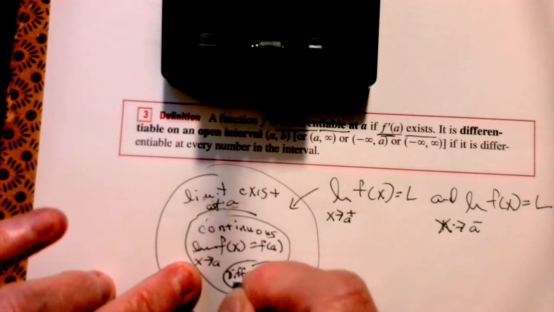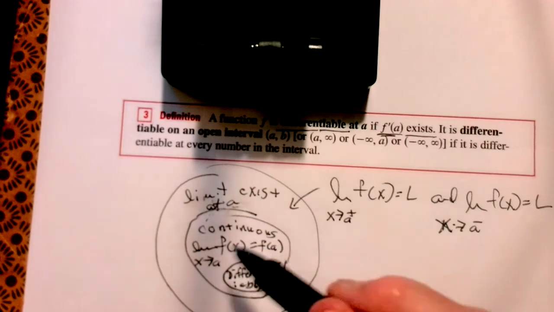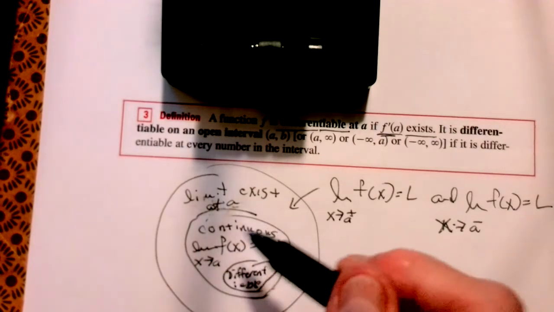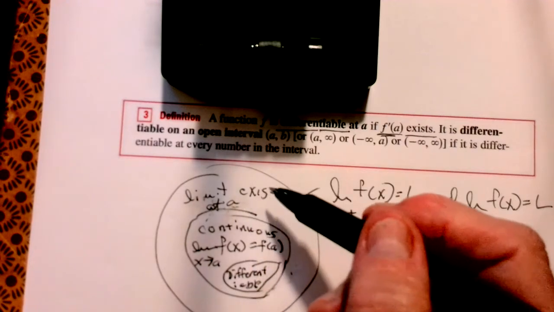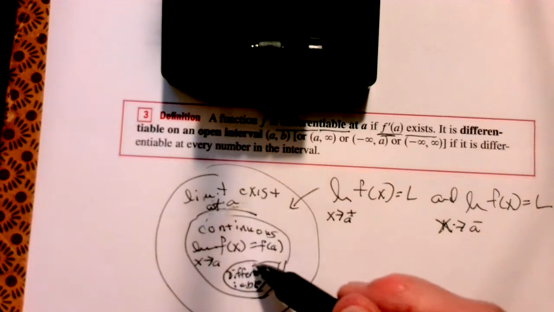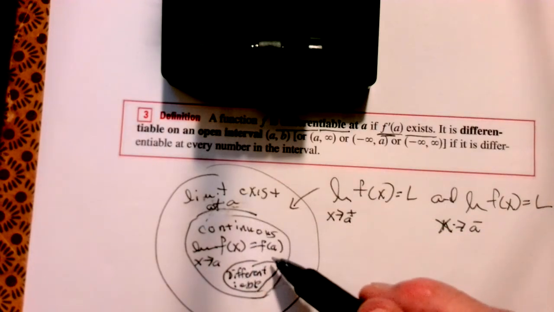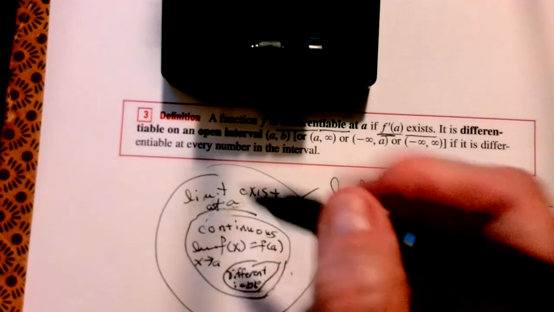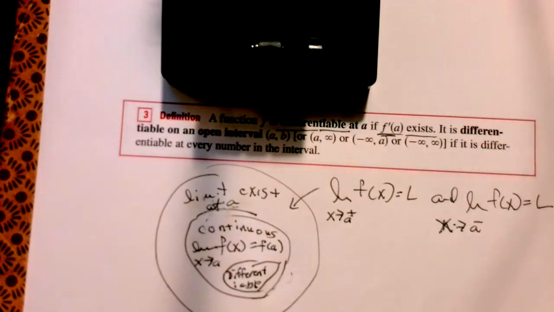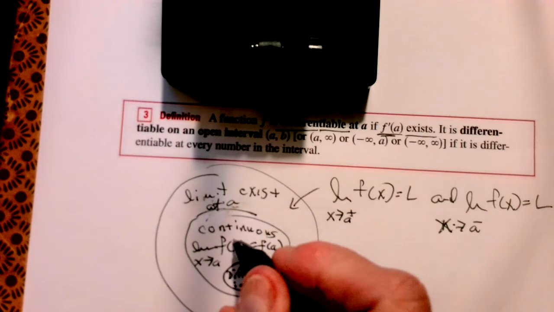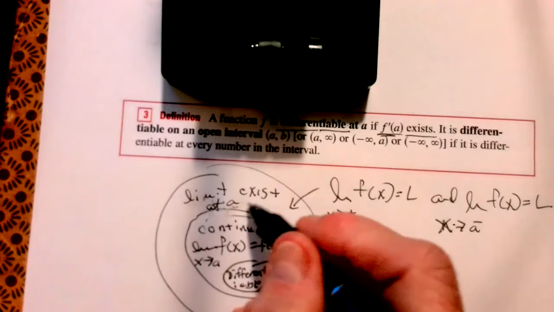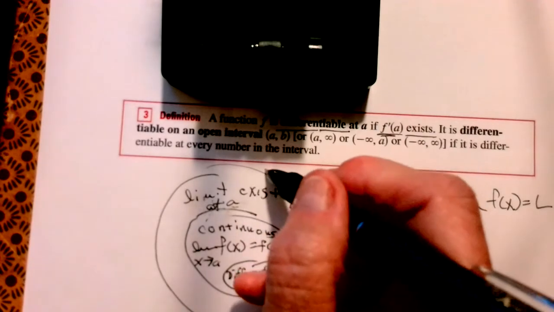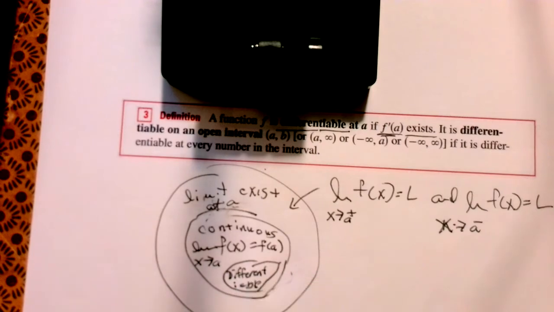Sorry, I didn't plan out how to space that. So what I'm saying is, in order to be differentiable, it must first be continuous. And to be continuous, the limit has to exist. So all of this has to be true. So differentiable is even more special than continuous, which is even more special than the limit existing. Or in other words, being continuous is a prerequisite for being differentiable, and the limit existing is a prerequisite for continuous. So limit existing is a prerequisite for being differentiable.